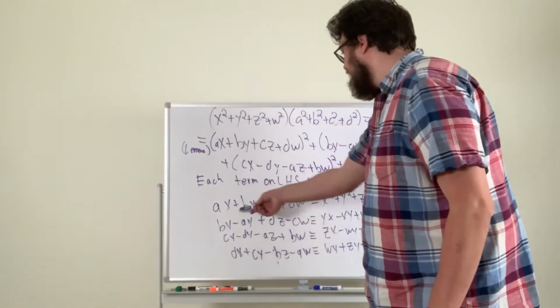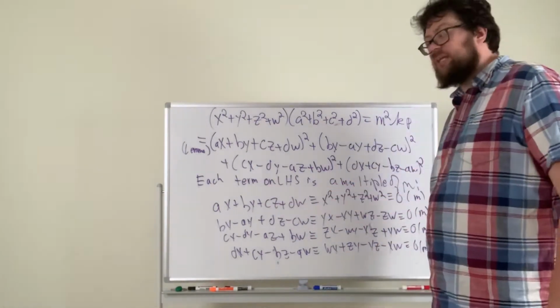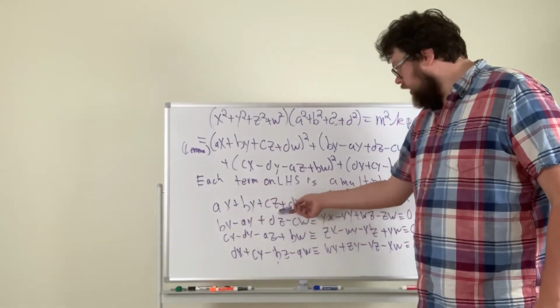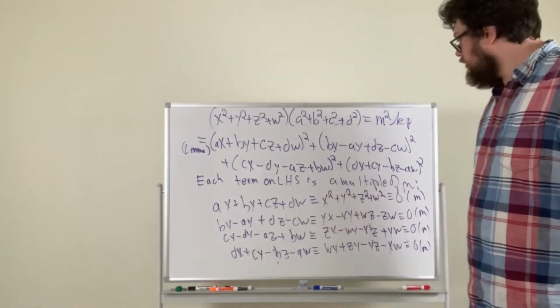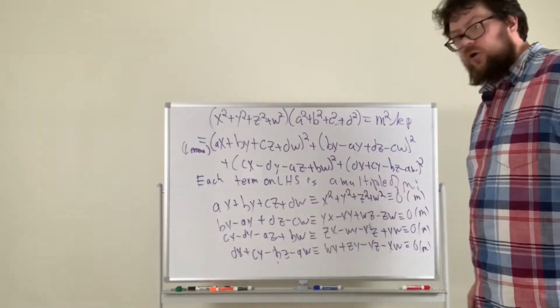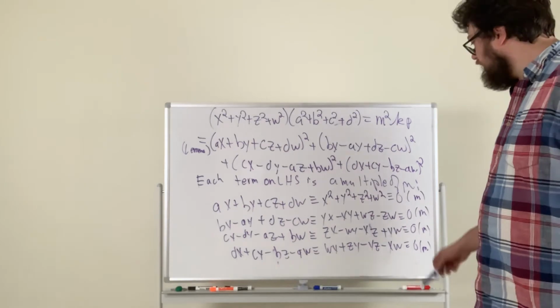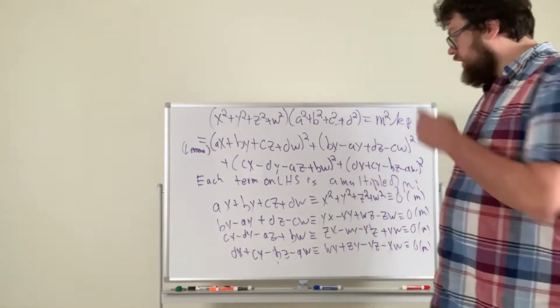So the first one is ax plus by plus cz plus dw, right? a is congruent to x, b is congruent to y, c is congruent to z, d is congruent to w. So this whole thing is all congruent just to x squared plus y squared plus z squared plus w squared, which is equal to mp, so that's 0 mod m. Right, and the others are all similar.